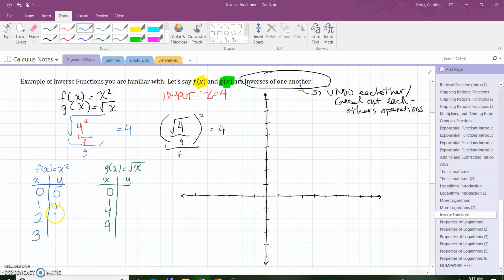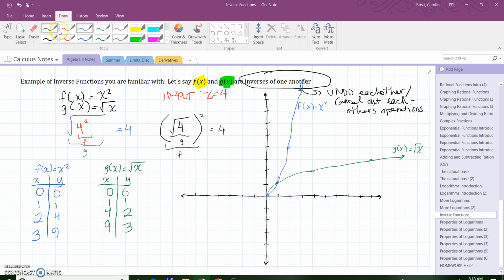So 0 squared, 1 squared, 2 squared, 3 squared, and then square root of 0, square root of 1, square root of 4, and square root of 9. All right, so take a second and plot these points and make a smooth curve, and then I will unpause this when I do it. So hopefully your graph looks something like this. And hopefully you notice that whenever you did the tables, these tables are basically the exact same thing, except whatever x was here, it became y, and whatever y was here, it became x.